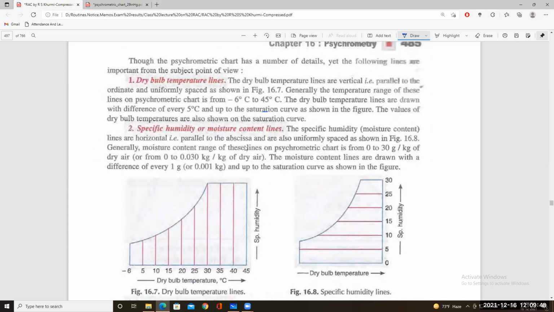The specific humidity line is horizontal, parallel to the abscissa, and uniformly spaced, as in this figure. The dry bulb temperature lines are vertical, just the opposite. Generally, the moisture content range of these lines is 0 to 32 grams per kg of dry air, and the moisture content lines are drawn with a difference of every gram up to the saturation curve.